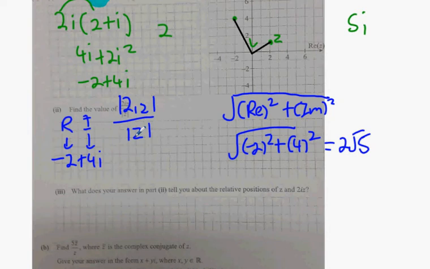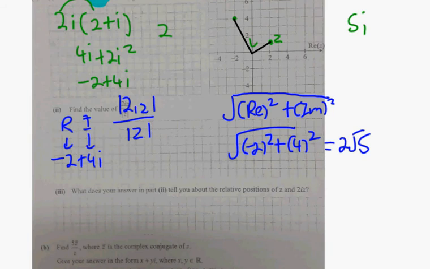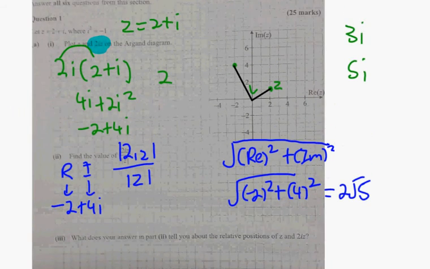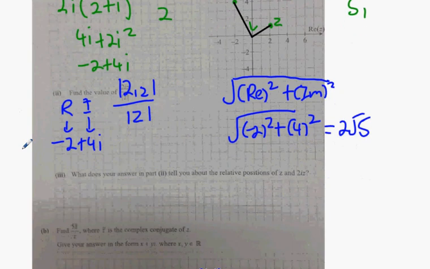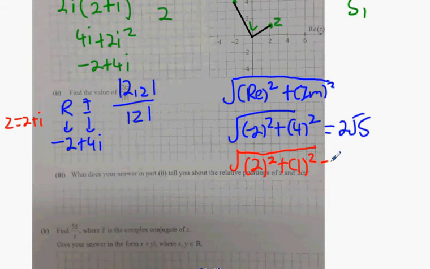I do the same thing for z, because it says the modulus of z on the bottom. So what is z again? It's 2 plus i, guys. z equals 2 plus i. I have to get the modulus of that. How do I get the modulus of 2 plus i? 2 squared plus 1 squared. And I will get root 5. Okay? So that's root 5.